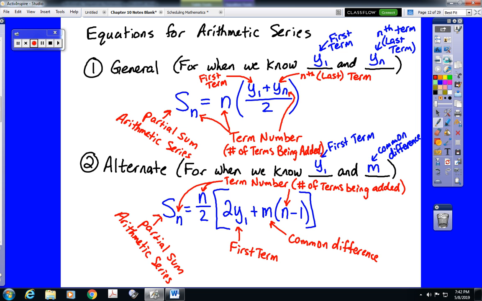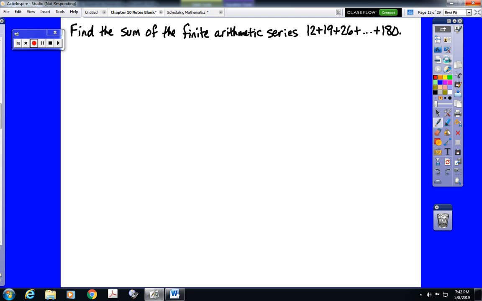So here we're being asked to find the sum of the finite arithmetic series, 12 plus 19 plus 26 plus, and so on, until we get to 180. So here we have the first term, y1, is 12, and the last term, y sub n, is 180. We can also see from looking at this that the common difference is that we are increasing by 7.